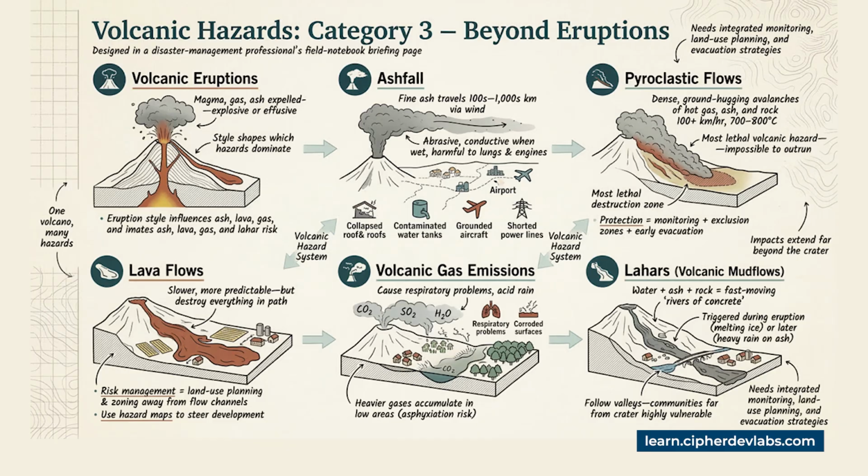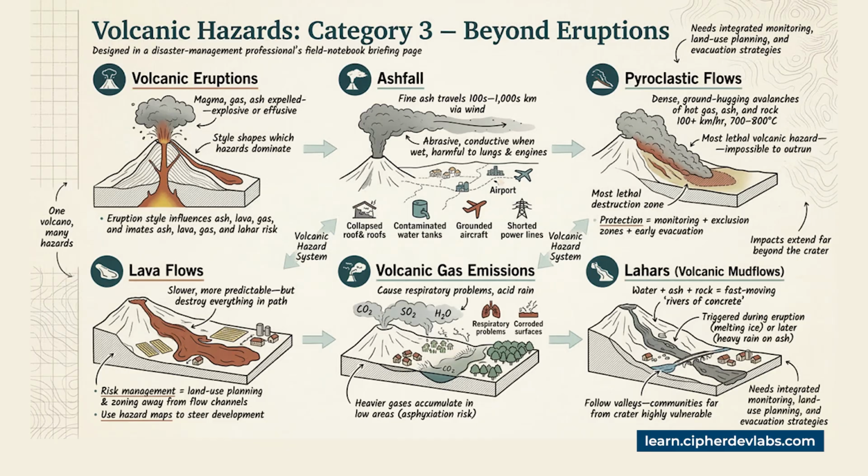Volcanoes also emit gases, including water vapor, carbon dioxide, sulfur dioxide, and other compounds. Volcanic gas emissions can cause acute respiratory problems, acid rain that damages crops and water bodies, and local accumulation of heavier than air gases like carbon dioxide that can asphyxiate people and animals in low lying areas. For health authorities and environmental agencies, gas monitoring is an essential part of volcanic risk management, not an optional extra.